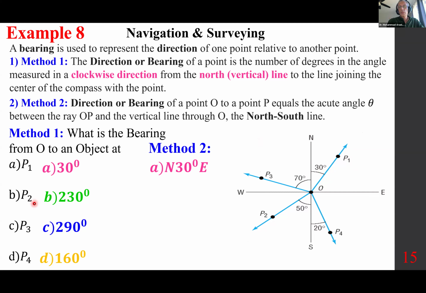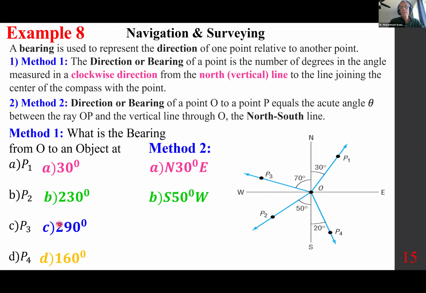P2, it's closer to the south than the north. So the first we mention is south. What is the difference here? The angle reads 50 degrees. So south 50 degrees. If it's on the left, west. If it's on the right, east. It's on the left, therefore west. South 50 degrees west.